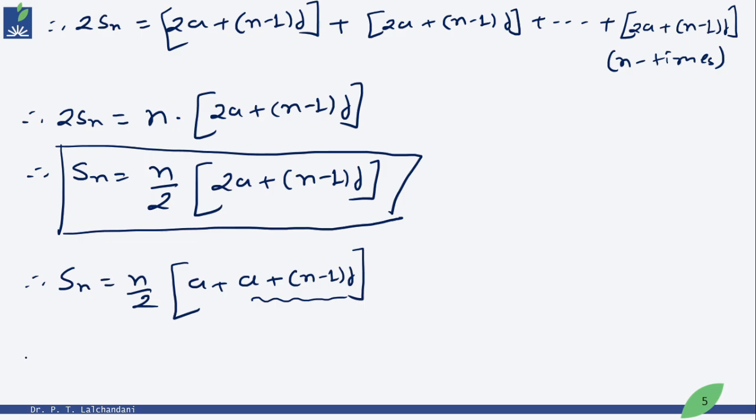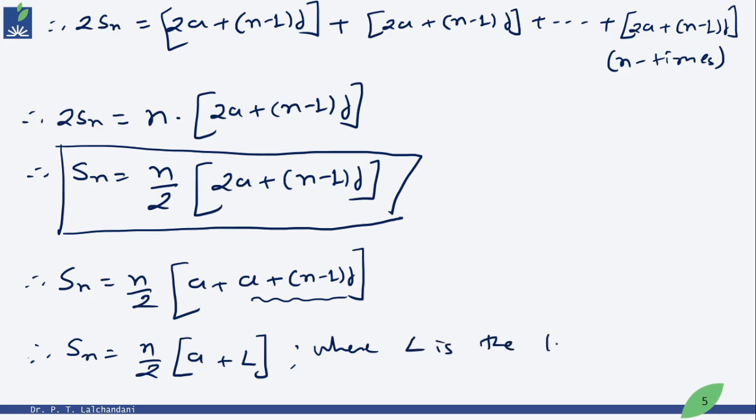So simply you can also remember this as Sn is equal to n by 2 times (a plus L), where L is the last term of the given arithmetic progression. Okay. So this is a simple way to remember the formula. Otherwise, we are going to use this formula, right?